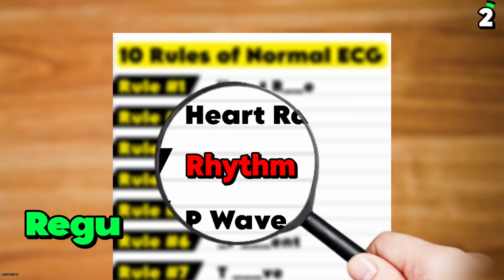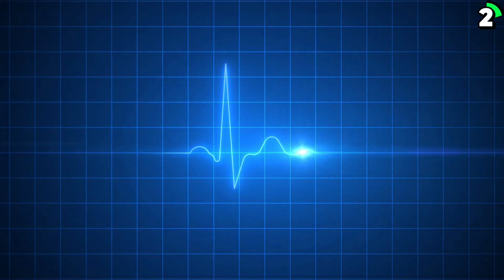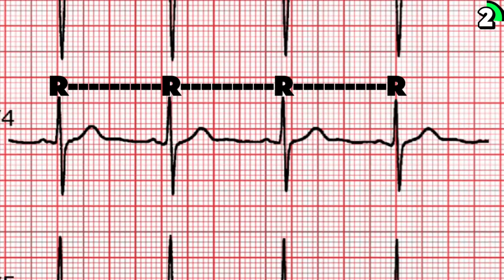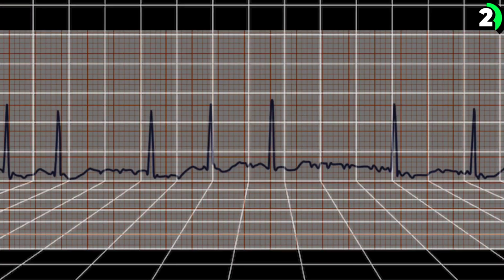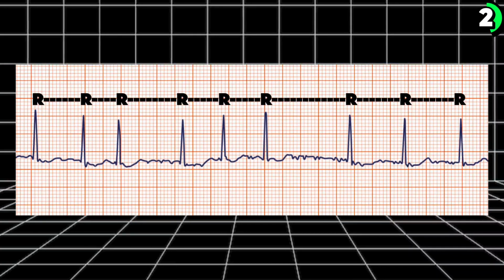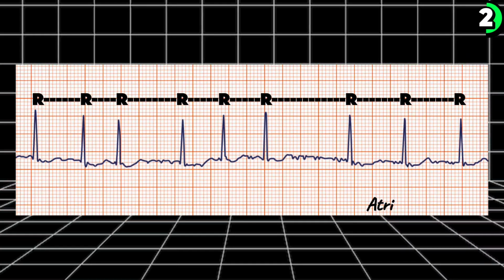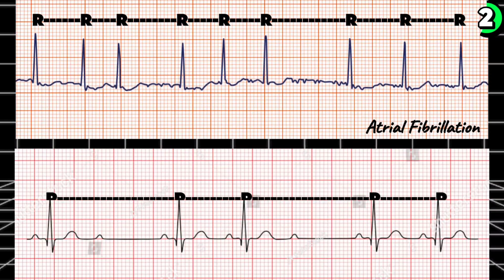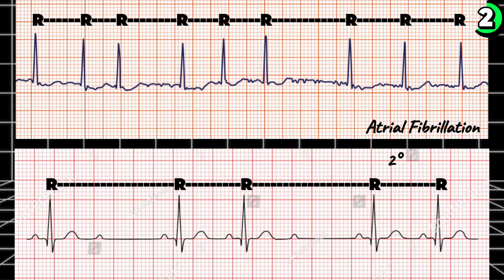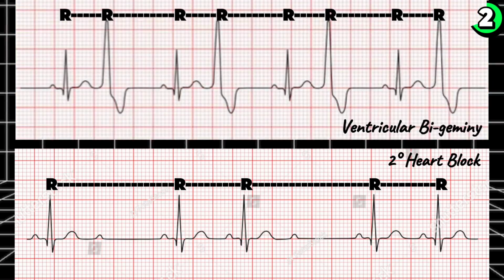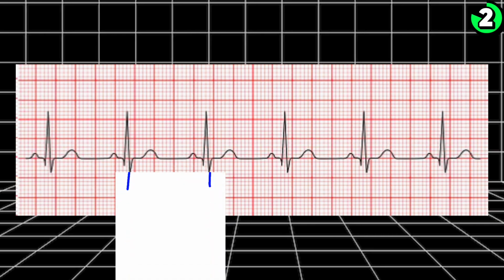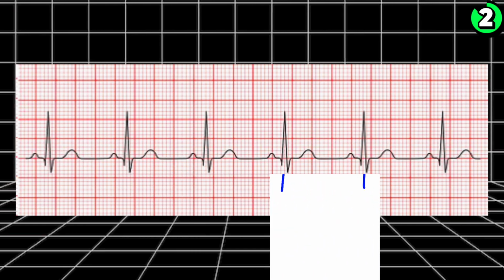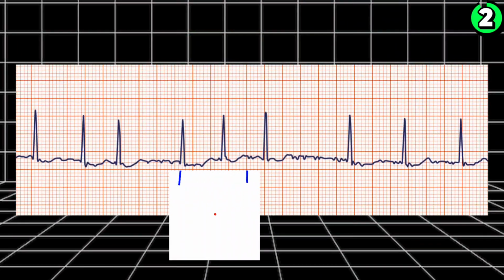Rule number 2. Rhythm. Regular or sinus rhythm. A normal ECG should have a regular rhythm. This means the RR intervals are consistent. Look at multiple leads to confirm. But what if it's irregular? If it's completely random, think atrial fibrillation. If it's regularly irregular, it could be a second-degree heart block or ventricular bigeminy. A quick trick? Use calipers or paper to check the distance between R waves. If it's off, investigate further.